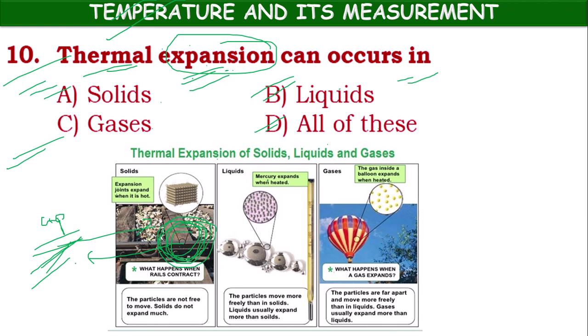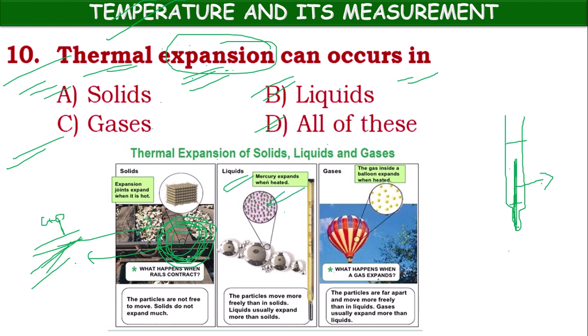Whereas if you take the example of a clinical thermometer, we can know the temperature by the rising level of the mercury. By the rising level of the mercury column, we can record the temperature. Mercury is a liquid metal, so mercury also expands on heating. Liquids also expand on heating.